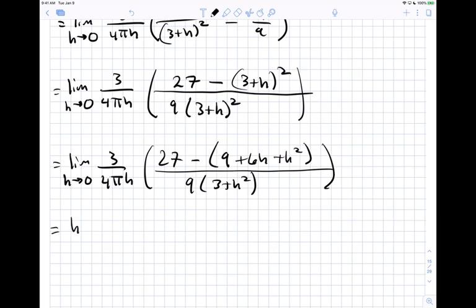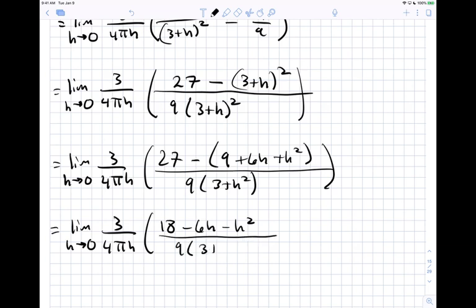Hopefully we can, I think we can get there. I'm going to keep going. Limit as h goes to 0, 3 over 4 pi h. Now we're going to have 27 minus 9. Let me just go ahead and calculate that. That would be 17, so 18, right? And that's going to be 18 minus 6h minus h squared over 9 times 3 plus h squared. I keep moving that for some reason. My eyes are burning right there.